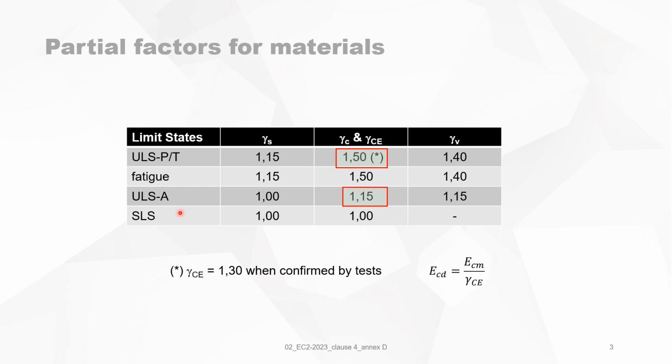A second difference is in the ultimate limit state accidental. The material factor for concrete is not 1.2 but 1.15. And then we have the material factor gamma V, which is a material factor concerning shear force. So if you are dealing with shear force, the material factor for concrete is not 1.5 but 1.4, which is new.